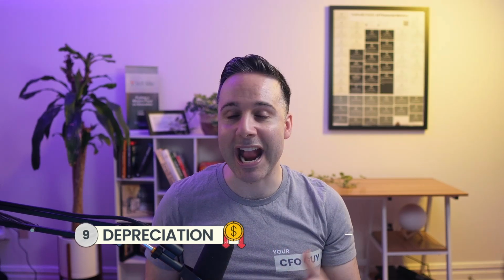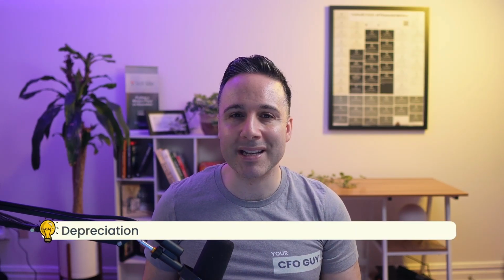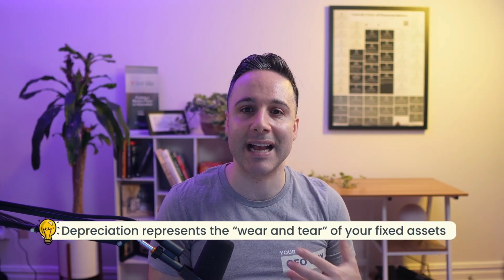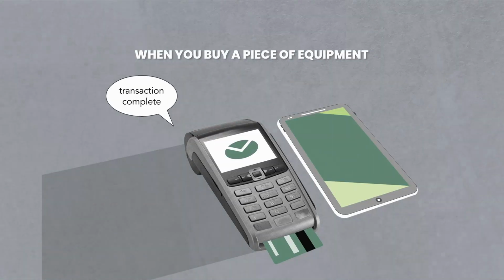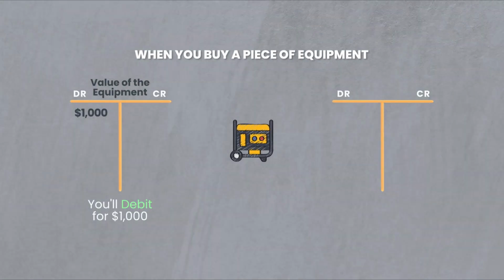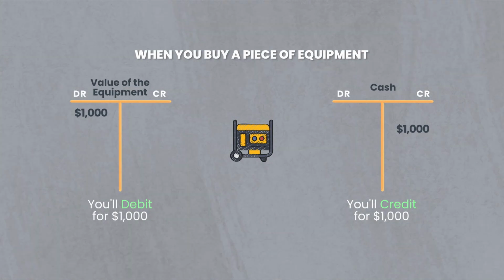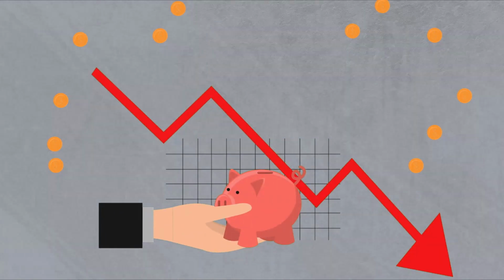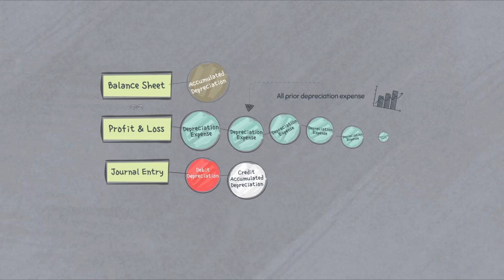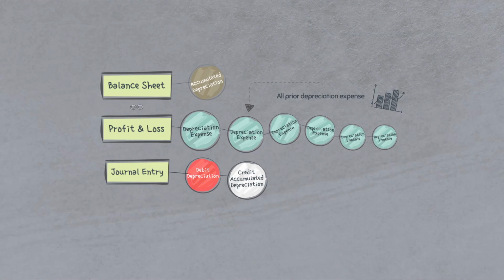Okay, now we get to our last 2 entries, and these are similar to one another. Depreciation and amortization. Depreciation represents the wear and tear of your fixed assets. So when you buy a piece of equipment, you'll debit the value of the equipment and you'll credit cash. But that equipment can't remain on your assets forever. Eventually, it'll degrade in value, and we show that reduction in value by recording what's known as depreciation expense.